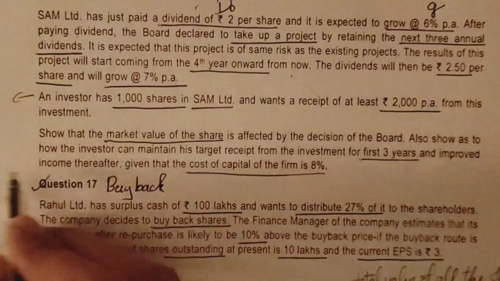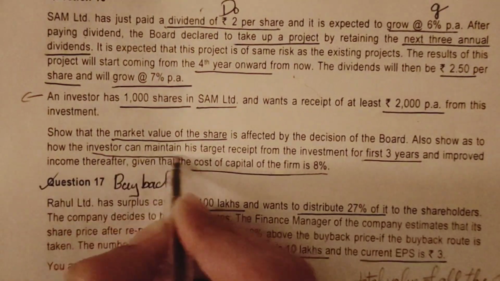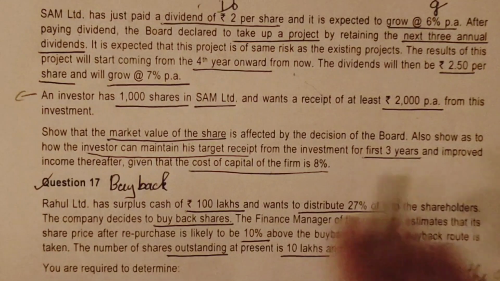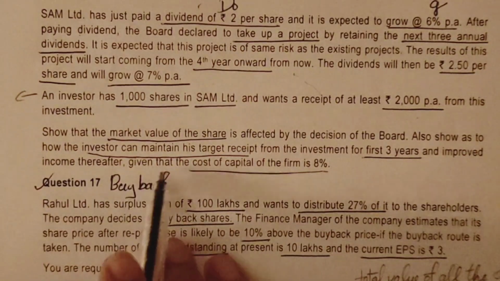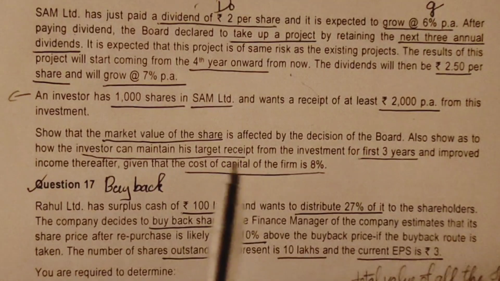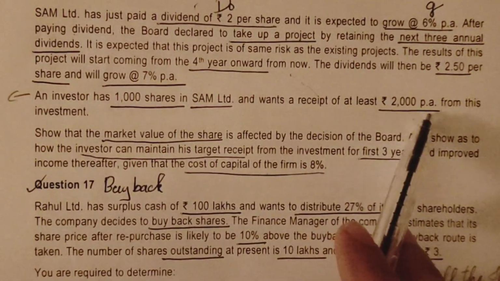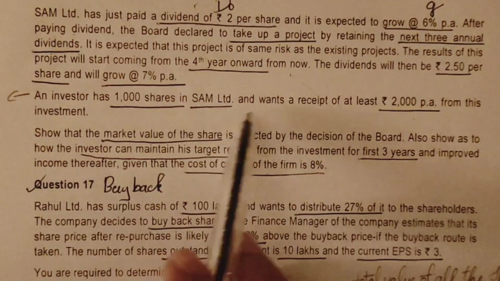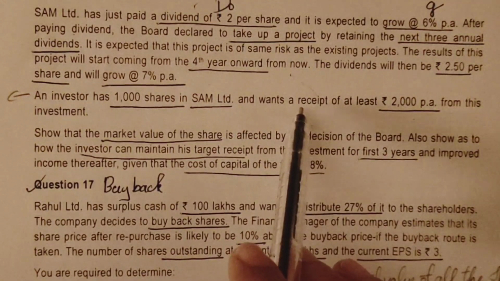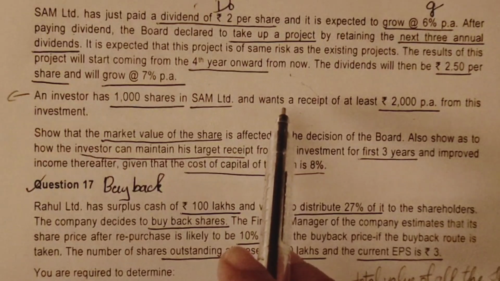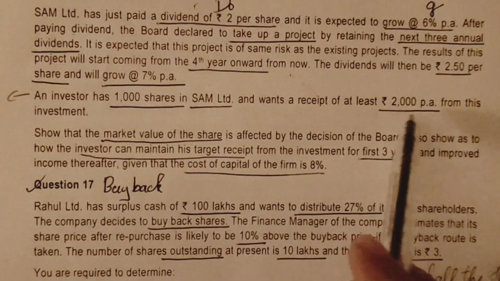Also, show as to how the investor can maintain his target receipt from investment for first 3 years and improved income thereafter, given that the cost of capital is 8%. So investor 2000 per annum കിട്ടണം ആ ഇൻവെസ്റ്റ്മെൻറ്റിൽ നിന്ന്. അതെങ്ങനെ മെയിൻറ്റെയിൻ ചെയ്യാൻ പറ്റും if the company is not declaring dividend? കയ്യിലുള്ള കുറച്ച് ഷെയർസ് സെല്ല് ചെയ്തിട്ട് he can get the return of 2000 per annum.